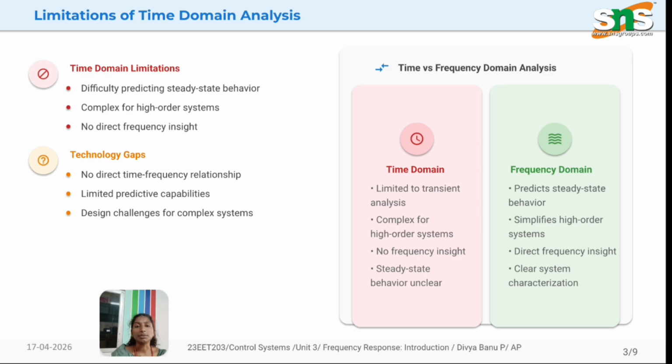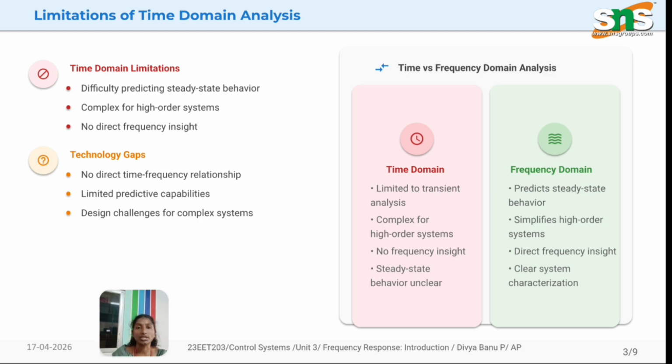And what are the limitations of time domain analysis? In time domain analysis, we have limitations like difficulty in predicting the steady state behavior and complexity for higher order systems. When we go with simpler transfer functions, the analysis will be very simple, whereas when we go with higher order systems, the system becomes complex. And there is no direct frequency insight. So these are all the time domain limitations.